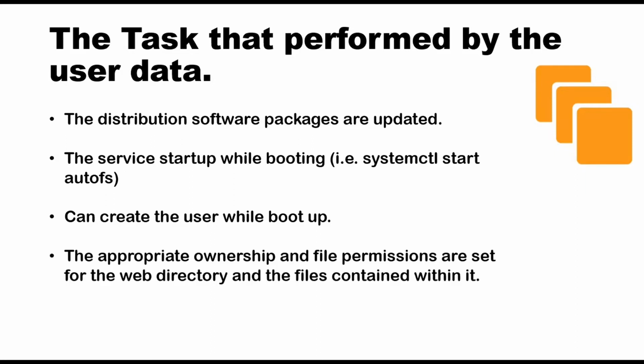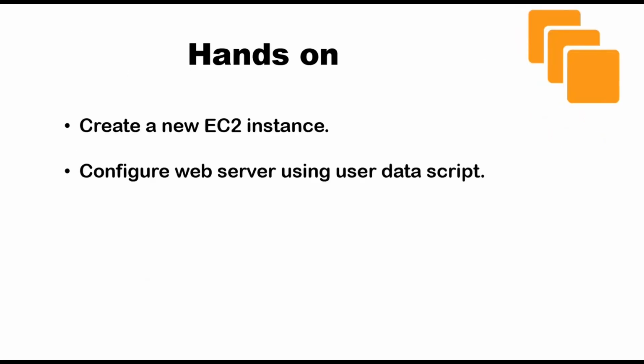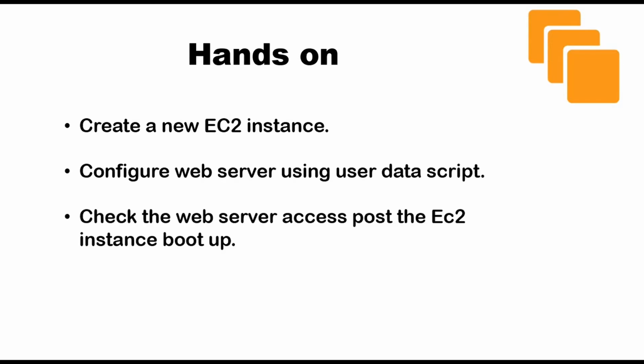The appropriate ownership and file permissions are set for the web directory and the files contained within it. So we can modify any file, like a DB file or application file, while booting the instance. And a simple web page is created to test the web server. So we can create the web server while we are booting the instance. In the hands-on, we first create an instance, then configure the web server using the user data script, and check the web server access after the EC2 boots up.